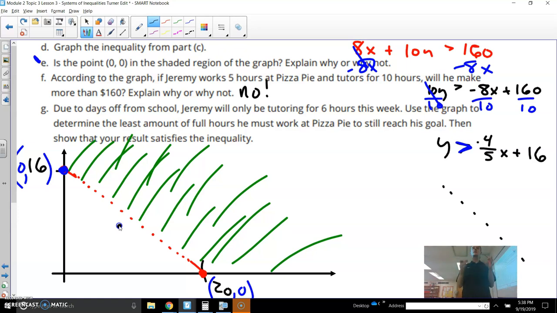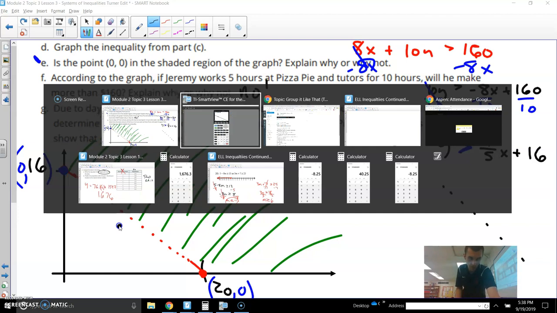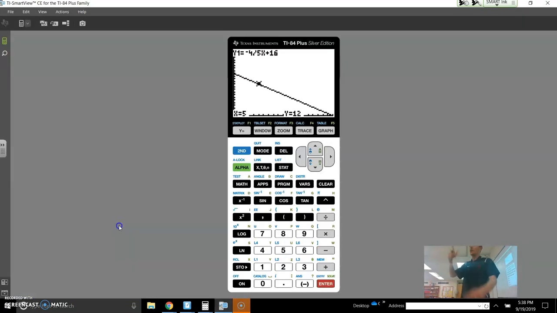So now it says, due to days off from school, he's only going to be tutoring for 6 hours. How can we use this graph to understand the least amount of work that he needs to work? So similar idea. If you have it graphed, you can just go to your x-axis, go to 6, and go up and kind of figure out where you are.